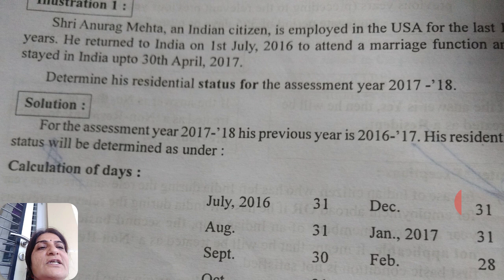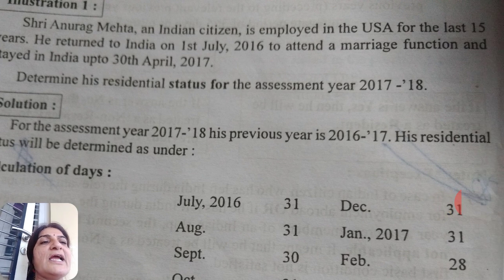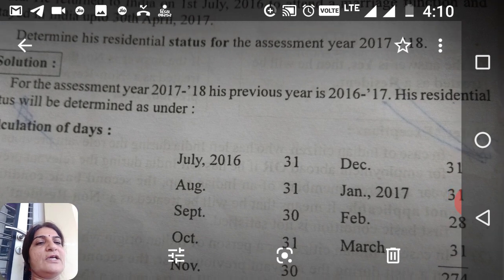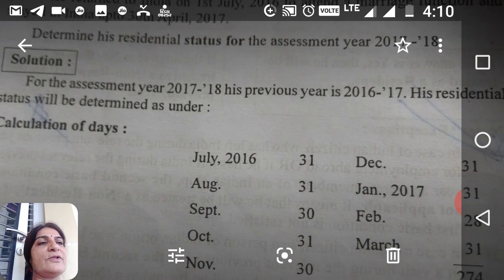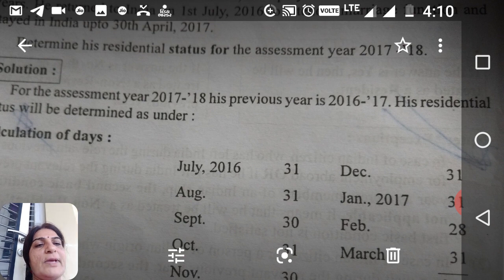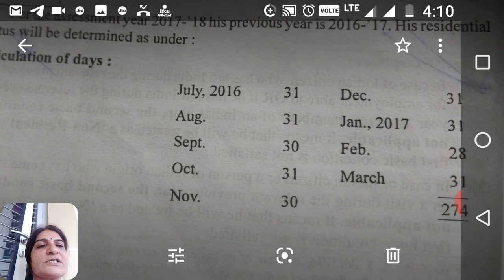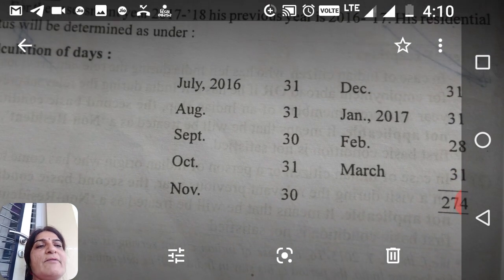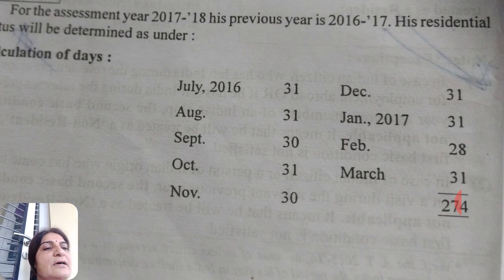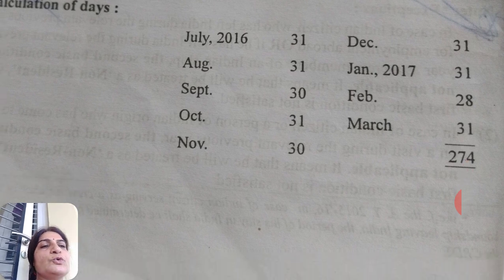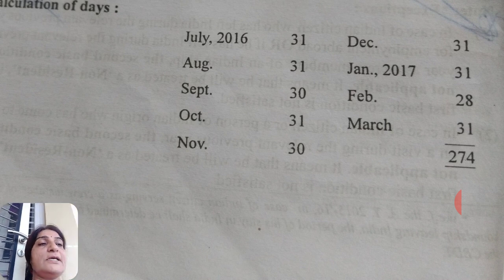Now see, in the question it is mentioned that he comes to India after 15 years on 1st July 16. In April 16, whether he is in India? No. In April he is not in India. May? No. June? No. 1st July, that is July 31 days, August 30, September, October, November, December, and in that way he visits India during the previous year and stays in India up to 31st March, which we have to consider. So for 274 days he is in India.